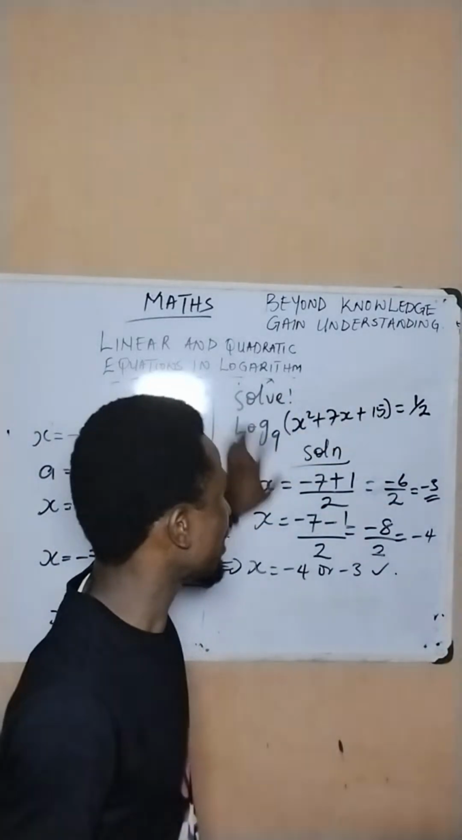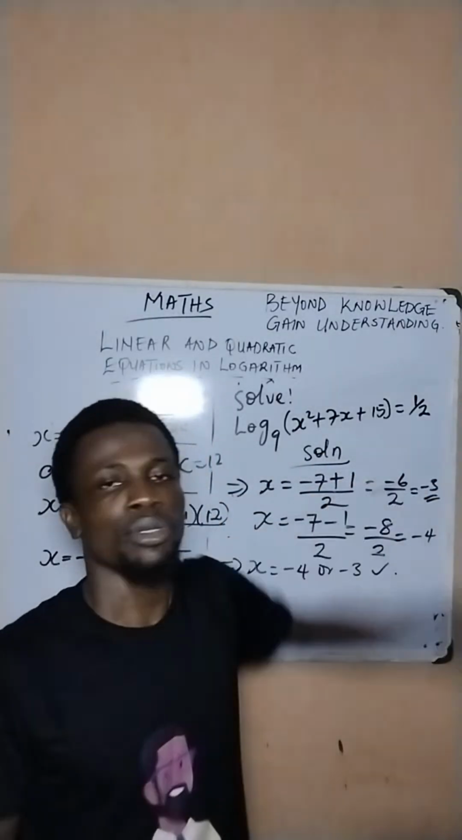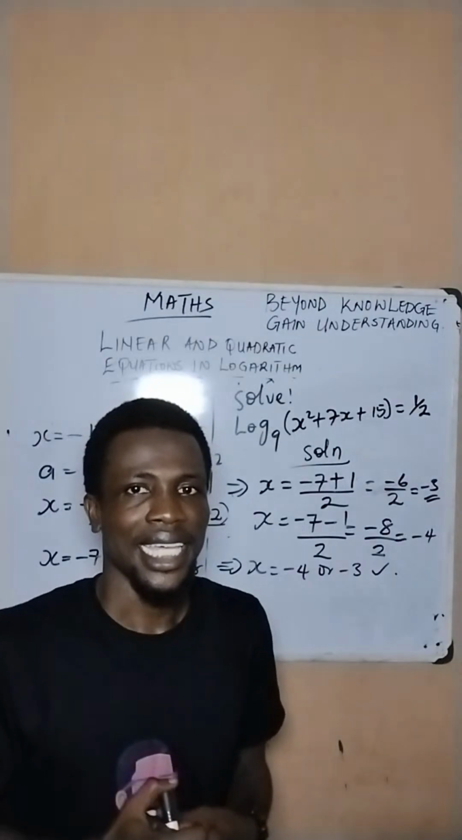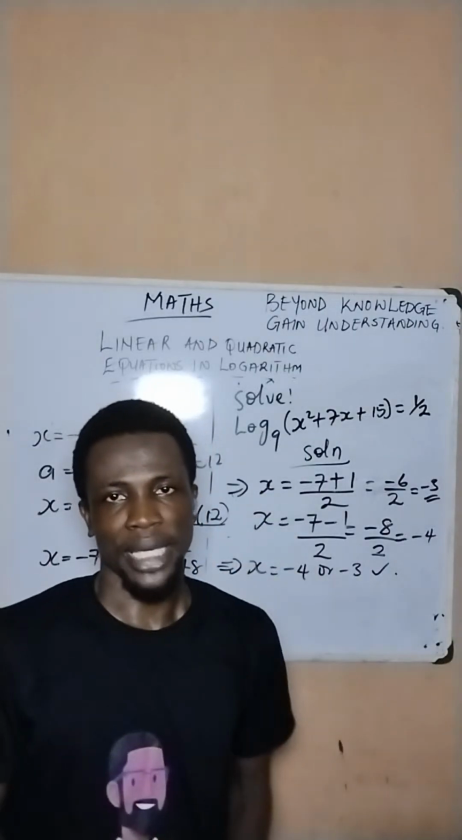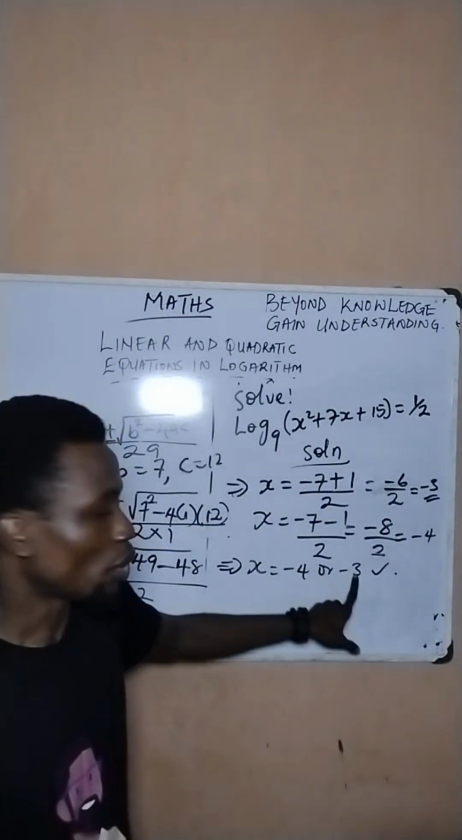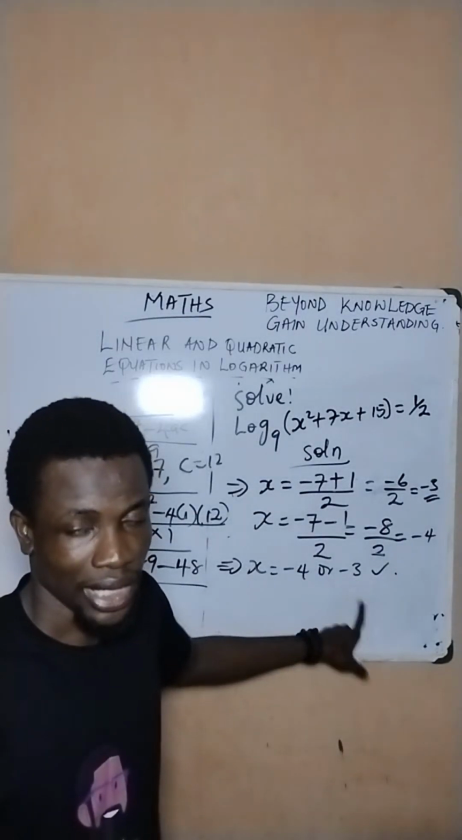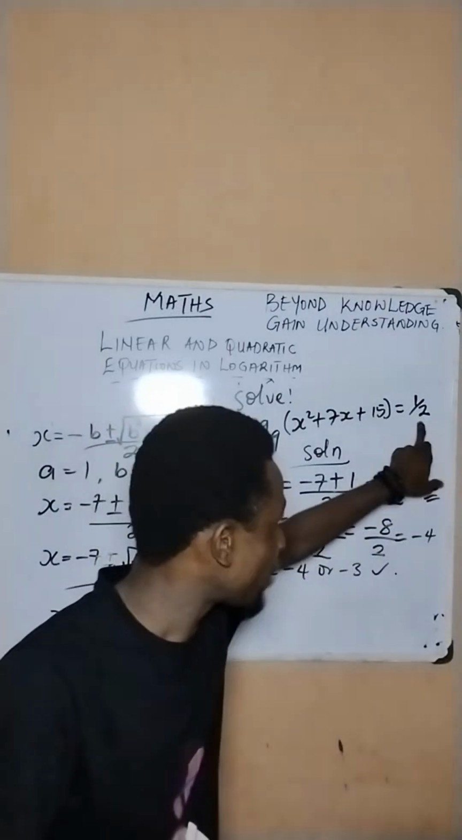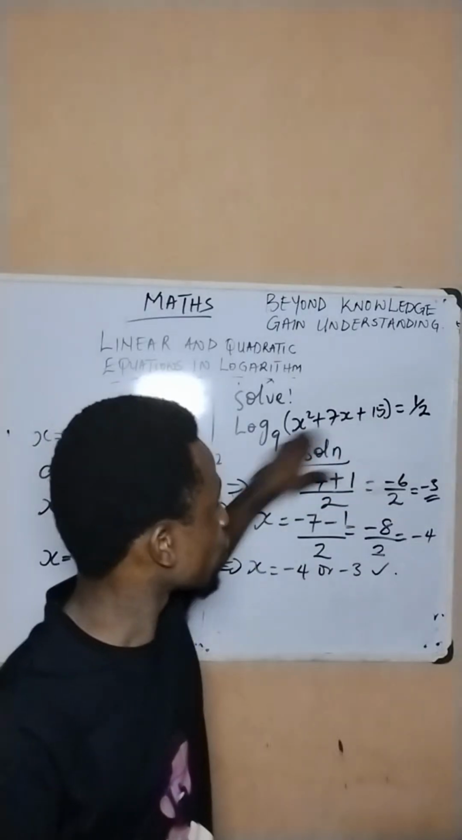That is, if you simplify the left hand side, you're going to be left with 1 over 2. Try that and let me hear your thought in the comment section. Substitute the value of x here to be either negative 4 or negative 3. And let's see where that leads us, or what you get. Do you have 1 over 2 in the end when you simplify?